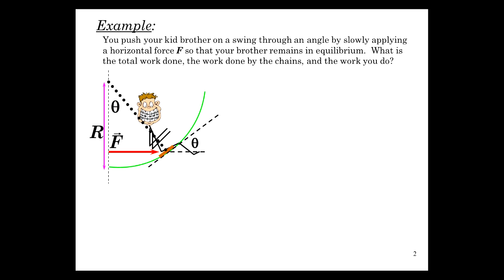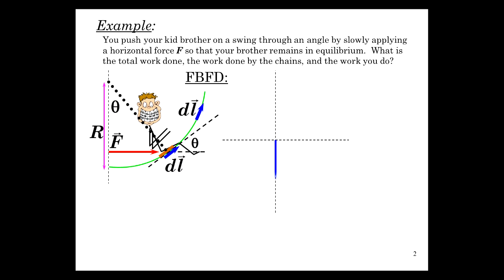At the point in question right now, here's a perpendicular to the chain. This is the direction of the force. So this is the direction of dl, and there's your theta, the angle between those two. So there's dl, and dl a little bit later, obviously in a different direction. So we've got to figure out the total work done on the kid brother. What's the work done by the chain of the swing set? And then the work that you do applying force F.